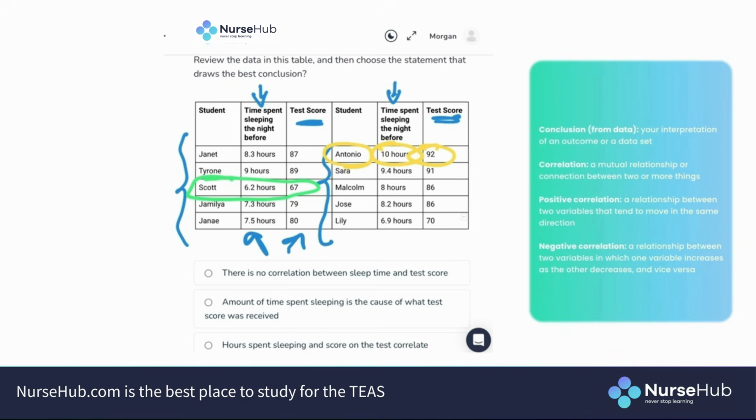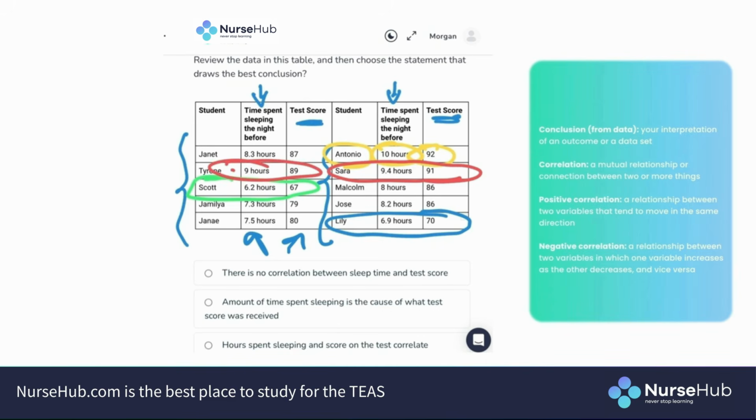This person here slept for 6.9 hours. This is the next lowest. She got a 70. That's Lily. And let's have another look. We have the next highest is someone who slept for 9.4 hours. They got a 92. I'm sorry, a 91. All right. So, and it does sort of continue to track. The next down would be 9 hours over here. That person got an 89.